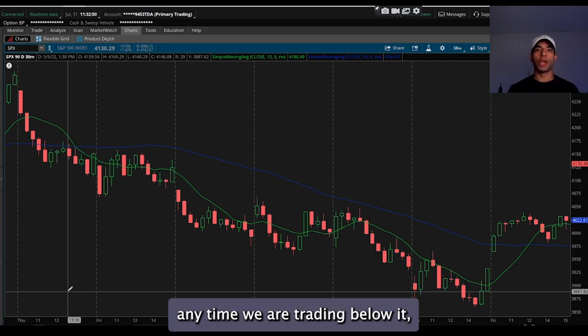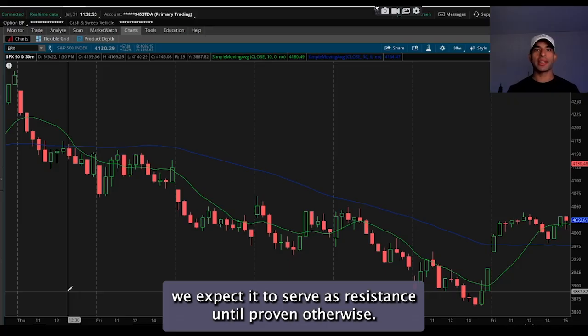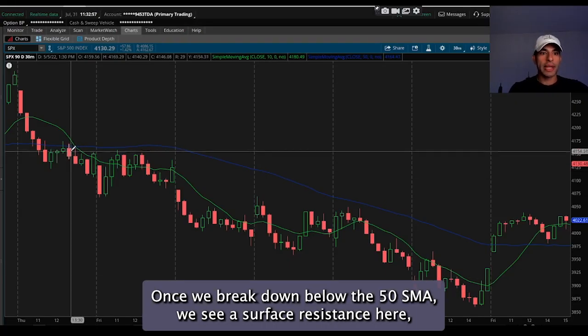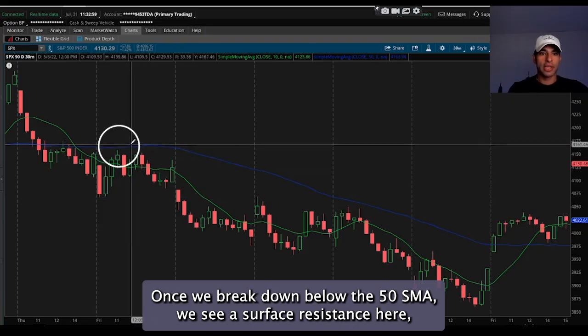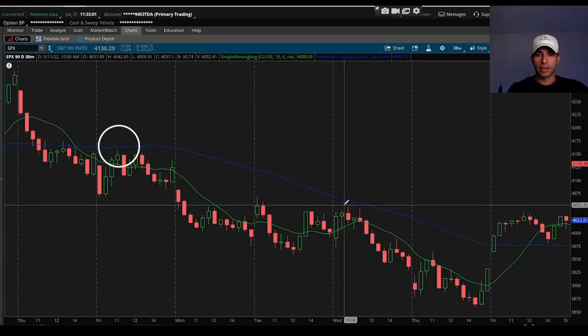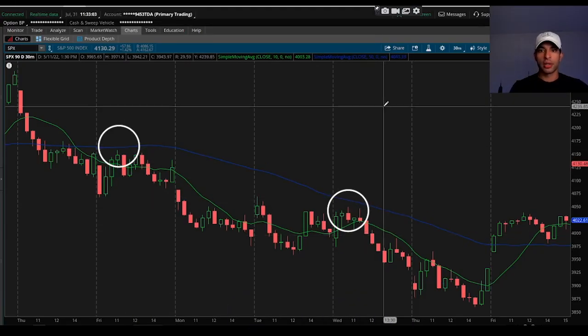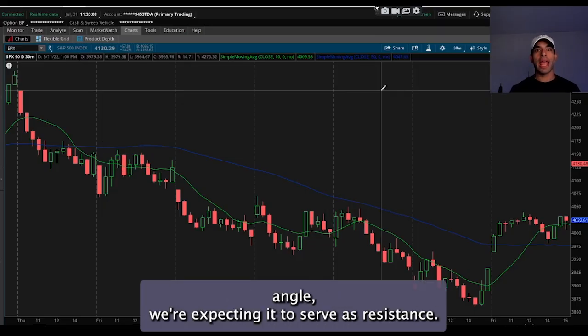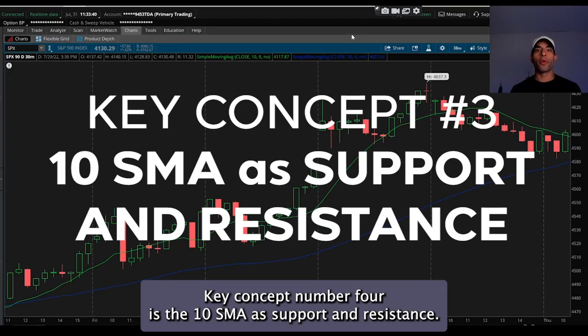Now, similar to how the 50 SMA serves as support when we're trading above it, anytime we are trading below it, we expect it to serve as resistance until proven otherwise. Take a look at what happens here. Once we break down below the 50 SMA, we see it serve as resistance here. Resistance here. Okay? So as we approach that 50 SMA and it's in a downward angle, we're expecting it to serve as resistance.